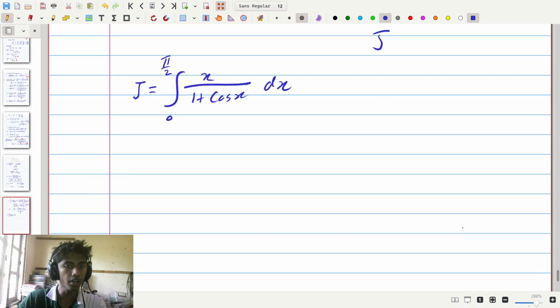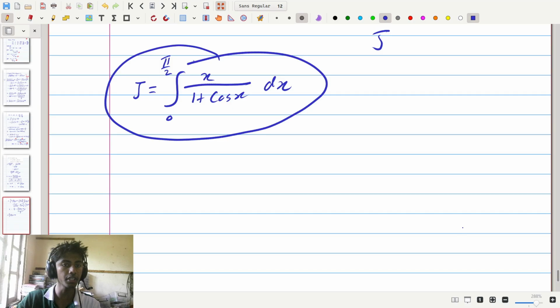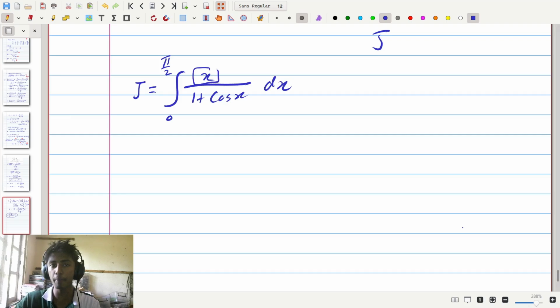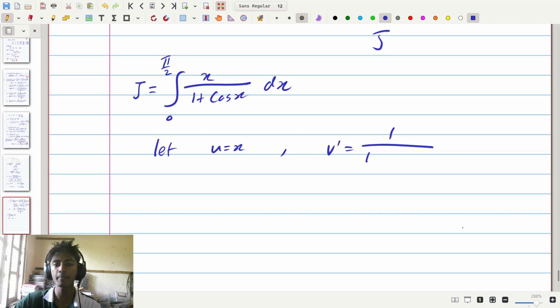Now as it turns out, in order to find the value of this integral, we have to use integration by parts the second time. And this time, we have to take u as being equal to x and v prime as being equal to 1 divided by 1 plus cos x. Therefore, let u equals x, v prime equals 1 divided by 1 plus cos x.